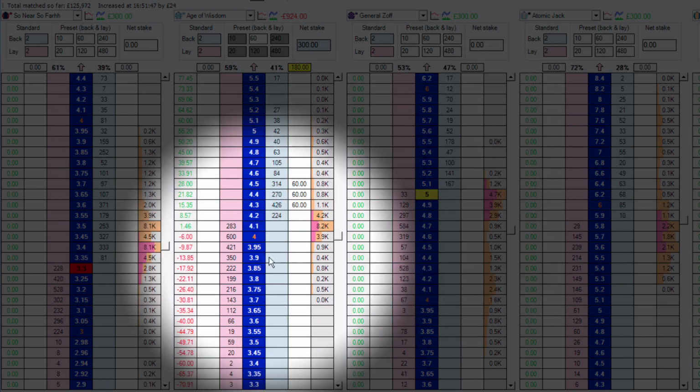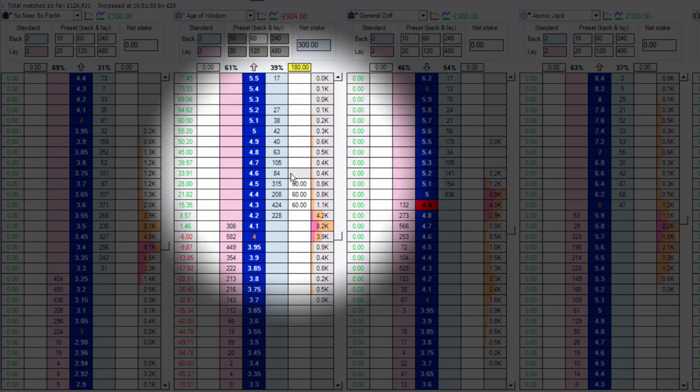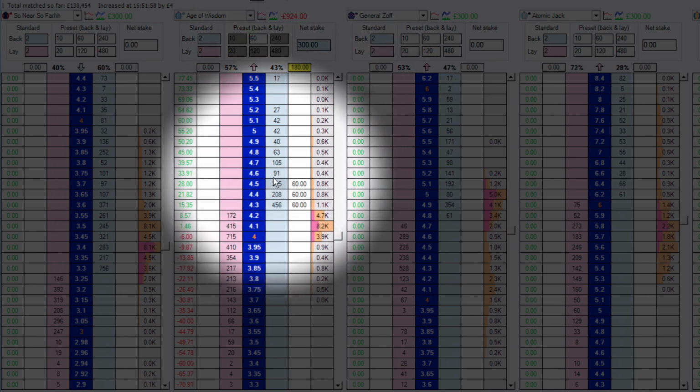You can see this is at the top end of its range, but there is money for the favourite. Because the favourite's a third of the market, that will put pressure on the second favourite. We have £180 worth of unmatched bets, but we have a net stake of 300, so we need to put a few more of those in.